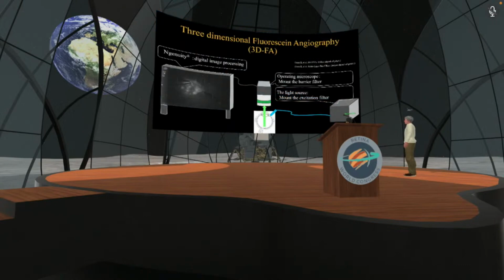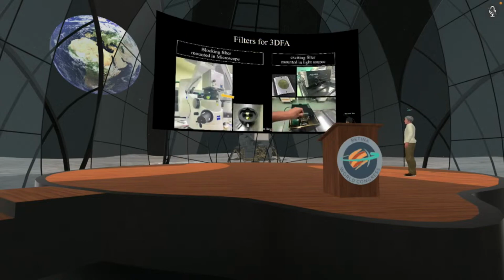So for 3DFA, it is necessary to attach a barrier filter to the microscope and the excitation filter to the light source, as you know. Next, please. In actual surgery in Kobe University, I put both filters like this slide. I use Photon from Synergetics for the light source because it is easy to put the filter in. Next, please.